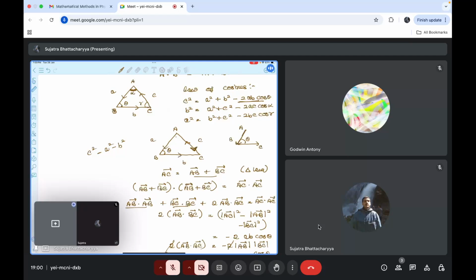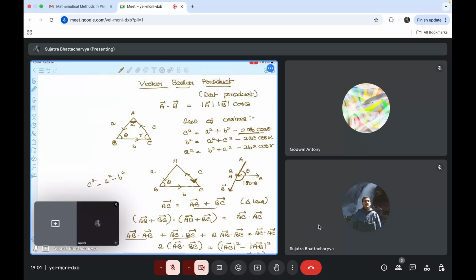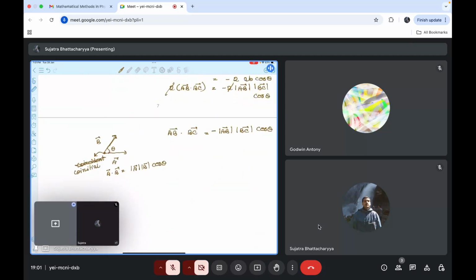So what do you do? You have to parallelly shift it, or in the forward direction, you have to shift this vector to make it like this. Now, if you do this, this is theta, this angle becomes something different. So you have to be careful. This will be coming out to be about 180 minus theta. So based on that, you have to check the signs. So this is important. Just remember these co-initial kinds of vectors.